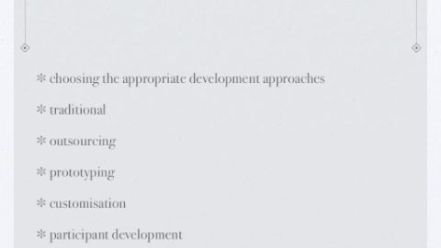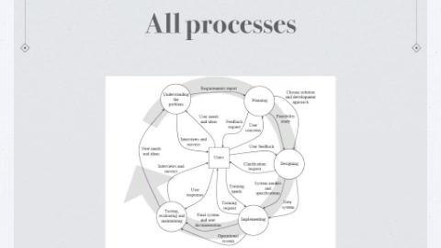After you've decided what system you're going to do, then you need to choose an appropriate development approach. So there's traditional outsourcing, prototyping, customization, participant development, and agile methods. All of the processes follow the same basic system. And if you have a look in the center of the system, there are users. You need to consult with your users at all phases for a number of reasons. First of all, because the more you consult with users throughout the process, the more likely you are to get a solution that actually solves your problem.